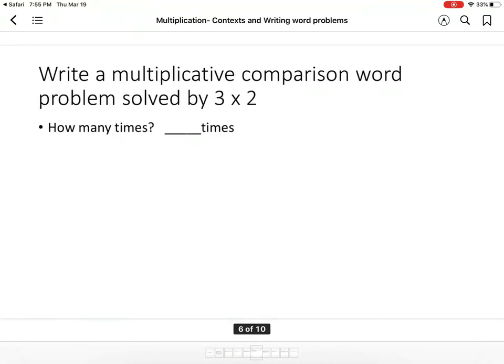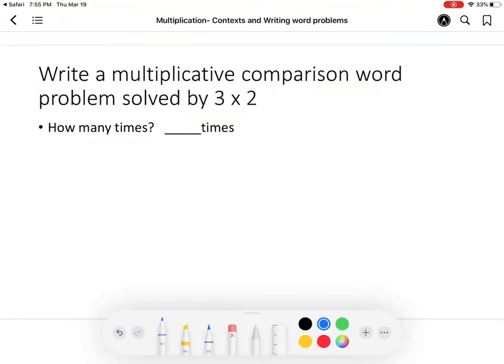All right, let's write a problem. So here a multiplicative comparison solved by 3 times 2. So again, I'm going to go with my bar model, and I say, well, how many times? And if I were to read this out loud, 3 times. So I need a bar model that's 3 times as long as the second one. Then I can think about, well, let's compare something that's 3 times as long or 3 times as much.